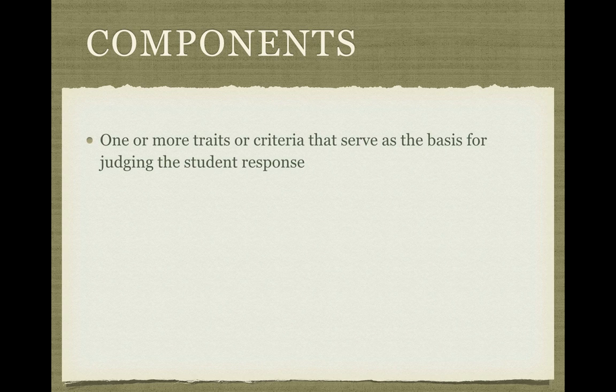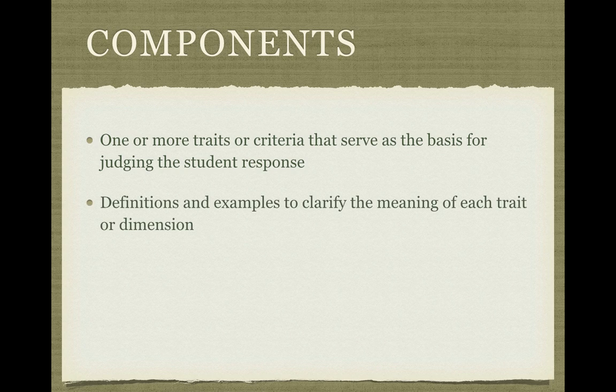So the components of it are one or more traits or criteria that serve as the basis for judging the student's response. These are your objectives. This is exactly what you want them to learn. Definitions and examples to clarify the meaning of each trait or dimension. Scale of values on which to rate each dimension. So really, you think about it, there's an objective, then the objective is broken down into however many rates or range that you want to have. And each one of those rates or range has an example or a definition of what it takes to earn that score. And then you actually have a score in there.